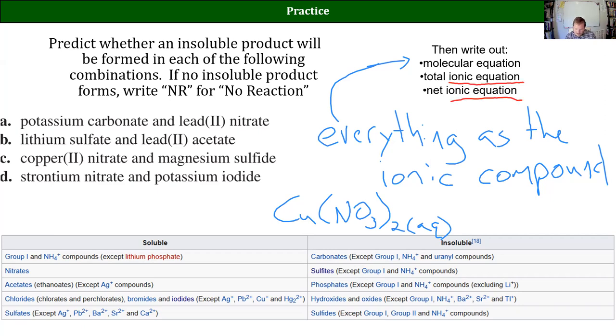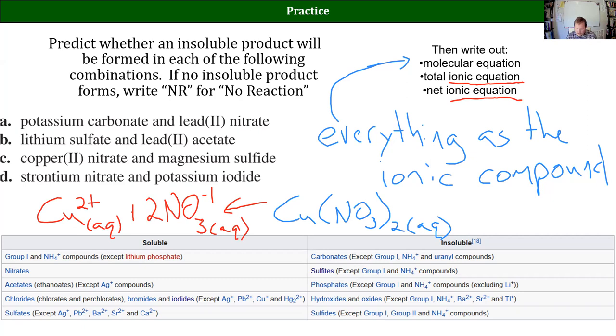So for both of those, you would take the copper two nitrate and split it up into copper two aqueous and two nitrates aqueous. All right, so that's what it means by ionic. It means you're writing everything as separate ions instead of sticking them together as in the molecular equation. And the difference between total and net is that total means you write everything, and net you only write the stuff that turns into a precipitate.